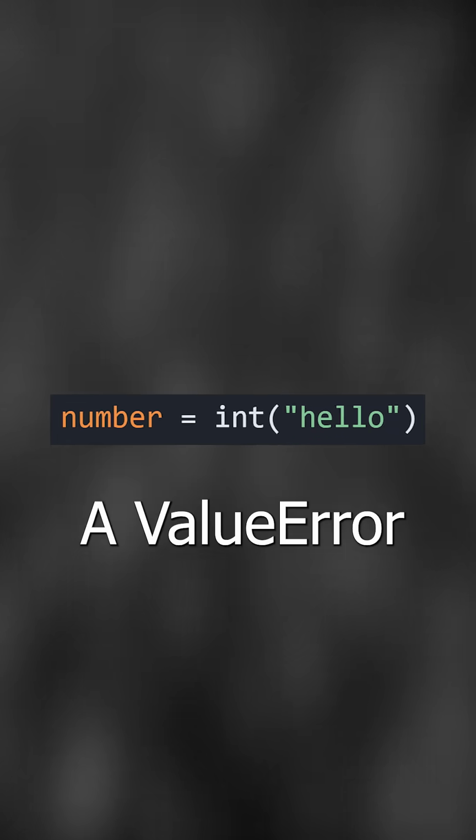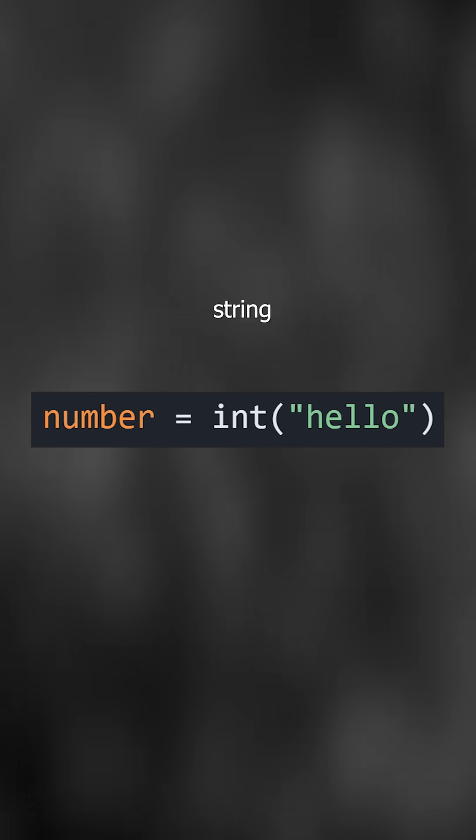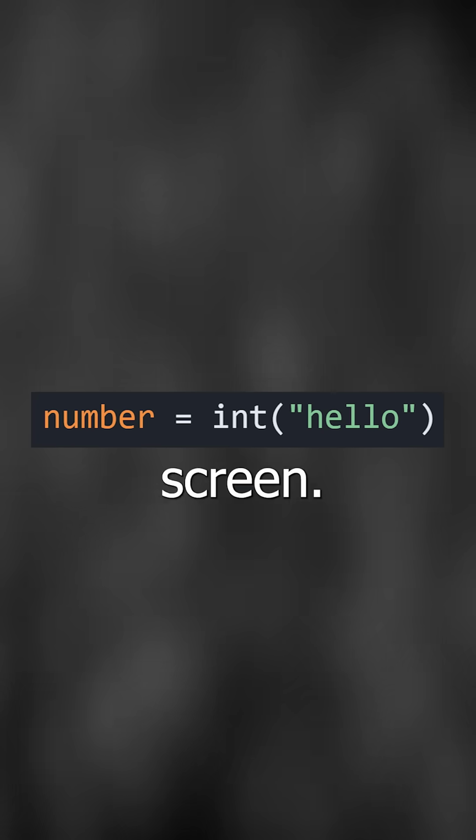But then there are runtime errors, the trickier ones that happen while your program is running. Here are some of the most common you'll see. A value error is where you give the right type but the wrong value, like an integer and then a string called hello, as shown on the screen.